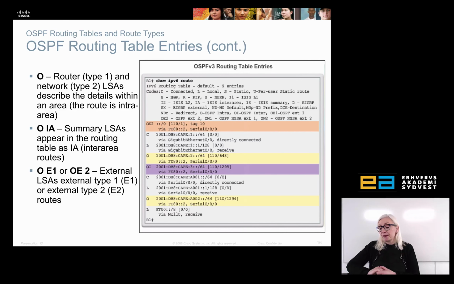The same thing will apply if we are using OSPF version 3 for IP version 6. We have an OI A for a route learned from other areas, and we have E denoting that this is something that we have learned from external routes. So this is the same thing. But here we are able to see within the routing table whether we have learned the routes from within our own area, from the outside areas, or from outside OSPF.